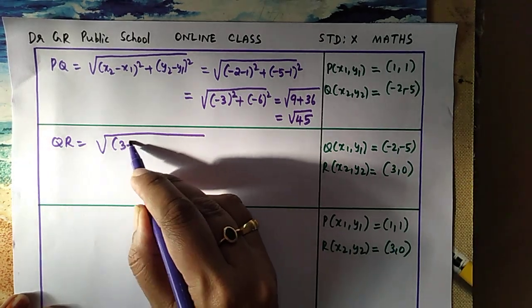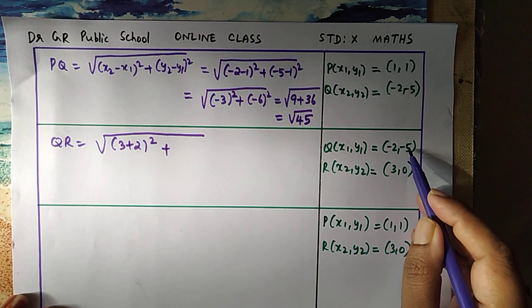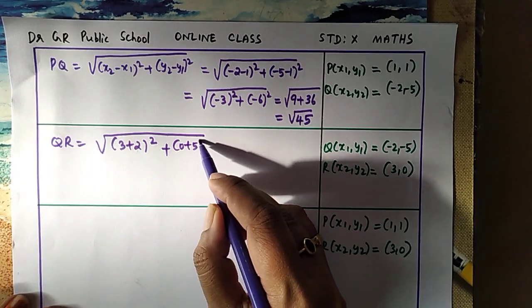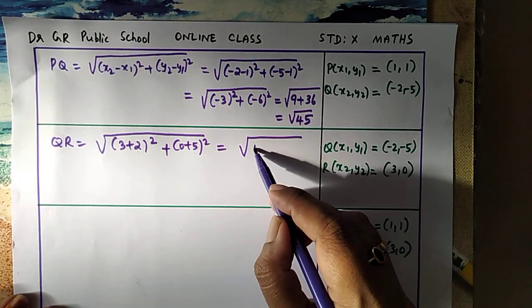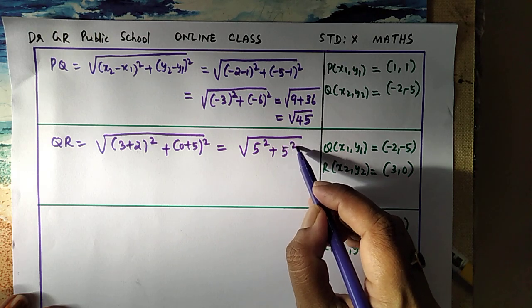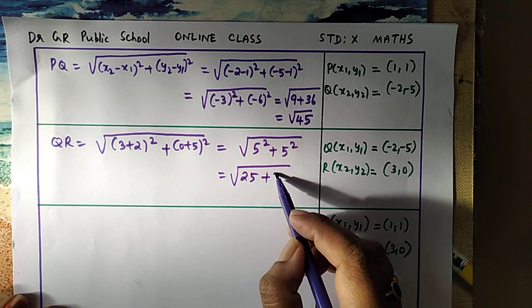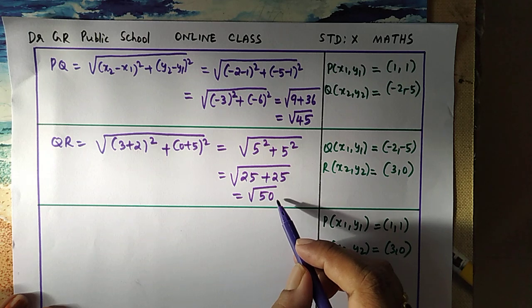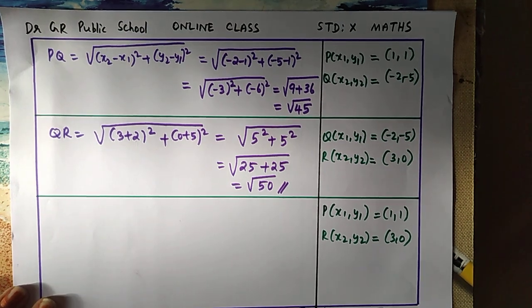So it is 3 plus 2 the whole square plus 0 minus of minus 5. Again it is plus 5. So 0 plus 5 the whole square. Correct? So that is equal to, what is 3 plus 2? 5. 5 square, and 0 plus 5 is also 5. 5 square. So your answer will come, 5 square is 25. 5 square is 25. Therefore it is equal to root of 25 plus 25 is 50. Second answer came root of 50.